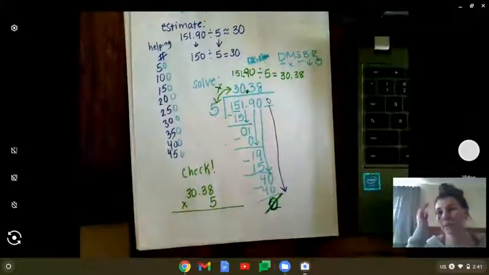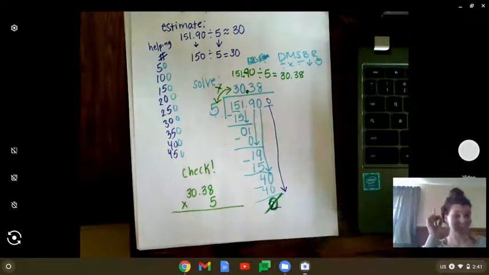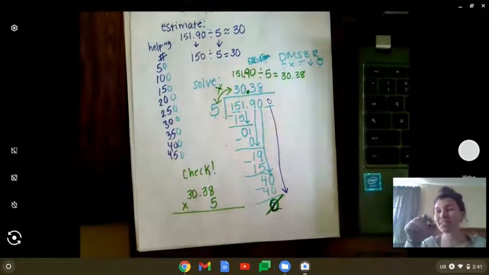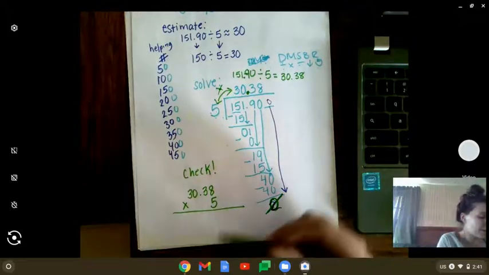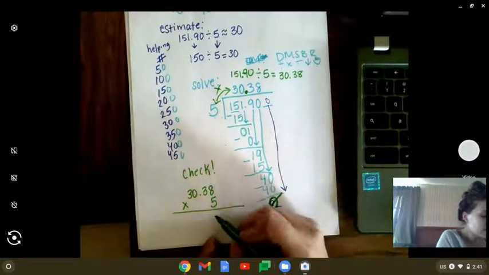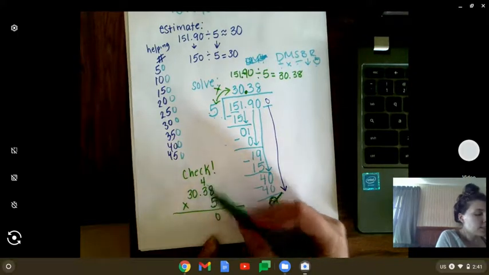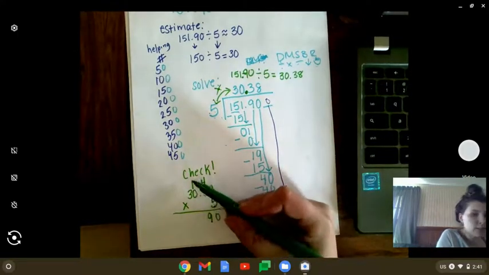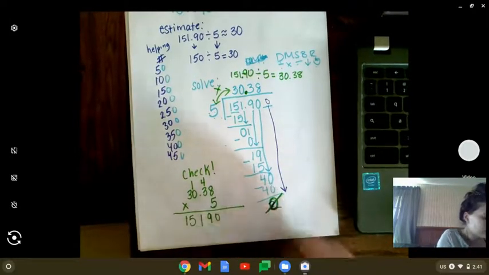And then if you think back to multiplying by decimals, forget about the decimal. Just worry about the numbers. 5 times 8 is 40. Carry the 4. 5 times 3 is 15. Plus 4 is 19. Carry the 1. 5 times 0 is 0. Plus 1 is 1. 5 times 3 is 15.